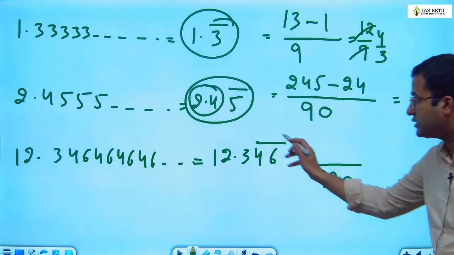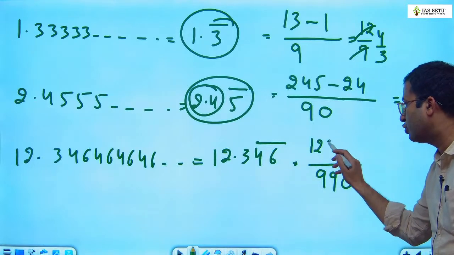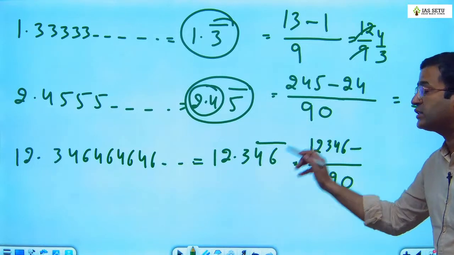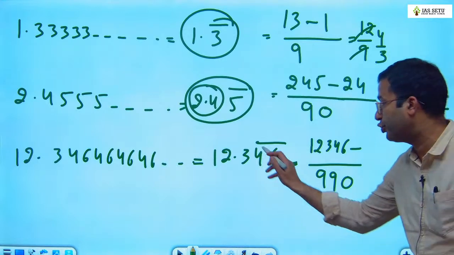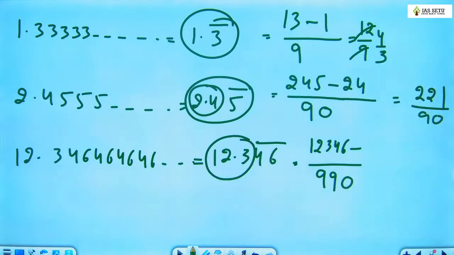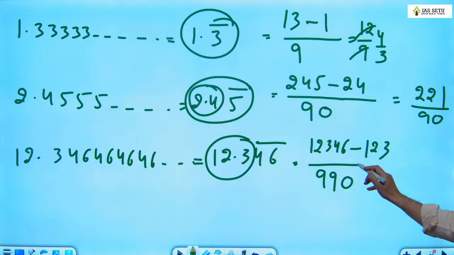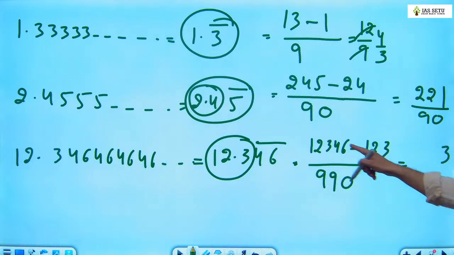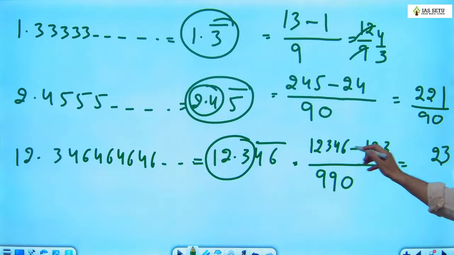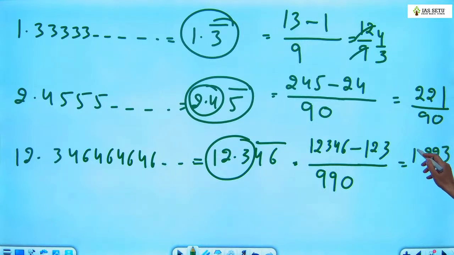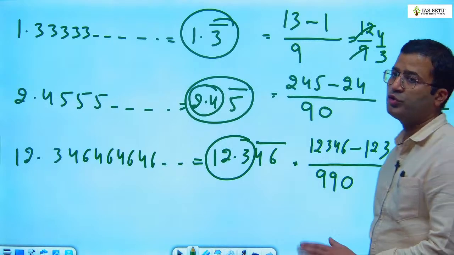Just help me. What is the total number? 1, 2, 3, 4, 6. What is non-recurring? 1, 2, 3. ये पूरा part non-recurring. 1, 2, 3. 6 minus 3, 3, 4 minus 2, 2, 3 minus 1, 2, 1220 upon 990. This is your answer or you have to simplify.